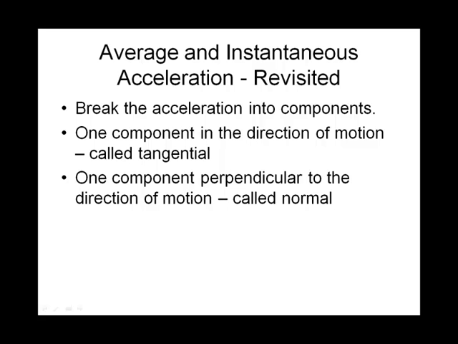So now that we know a little bit about circular motion, let's take a look again at average and instantaneous acceleration. So let's assume I have some path, and the object is moving along that path. At some point along the path, it'll have a velocity, always tangent.